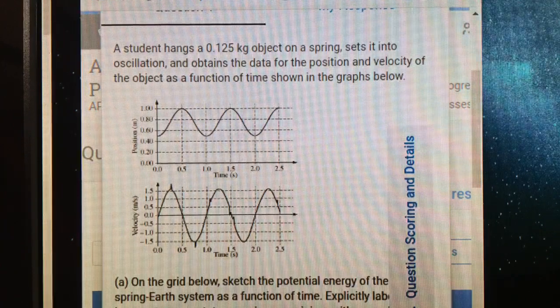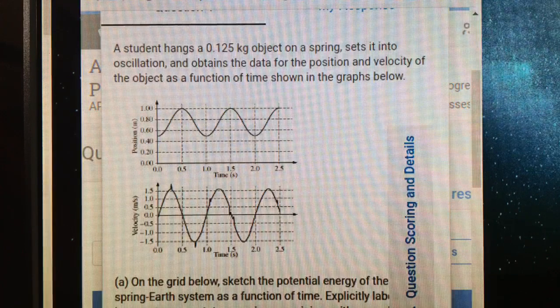All right, so let's just look at this one. A student hangs a 0.125 kilogram object on a spring, sets it into oscillation, and obtains the data for the position and velocity of the object as a function of time shown in the graphs below. All right, so we have a position versus time graph. We have a velocity versus time graph.